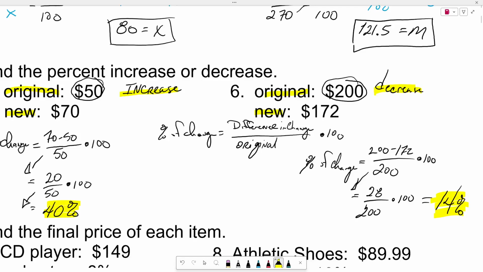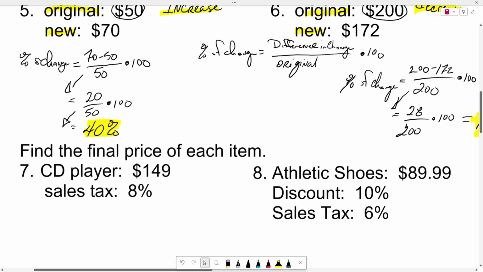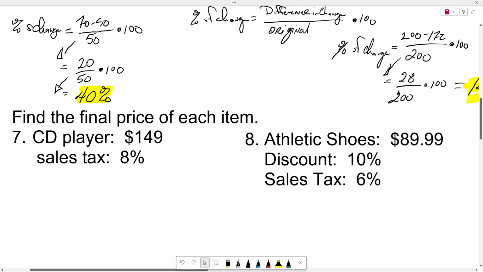Okay? These are handy things to know because, if you're looking at sales and it says, hey, it's 30% off, I can use things like that to figure out what my new price is going to be. So like right here, the final price of each item. We need to figure out what's going to happen. Oh, so number 7, my percent this time is my sales tax.